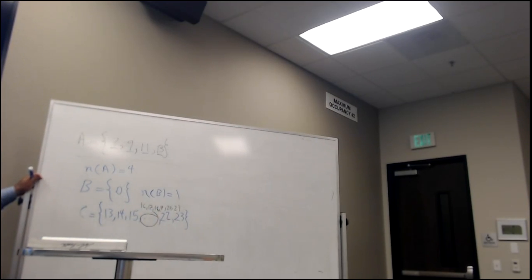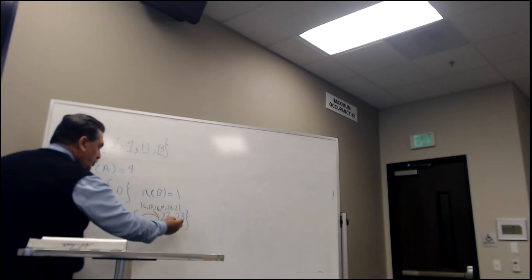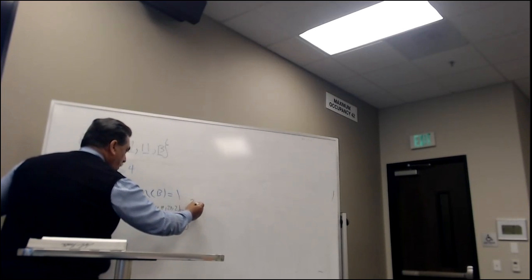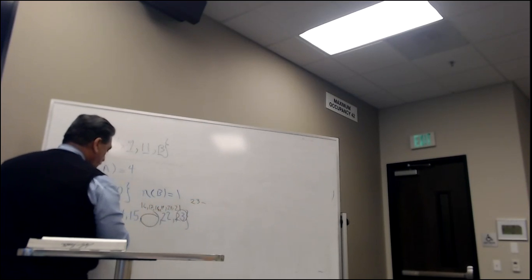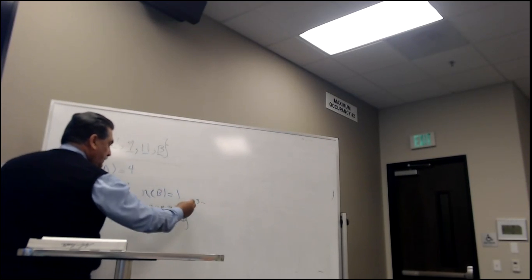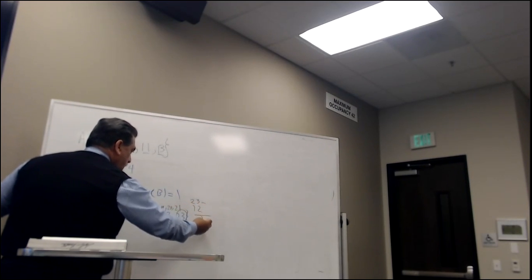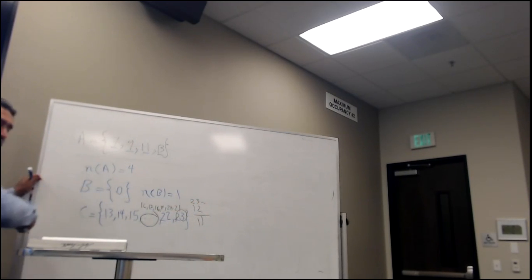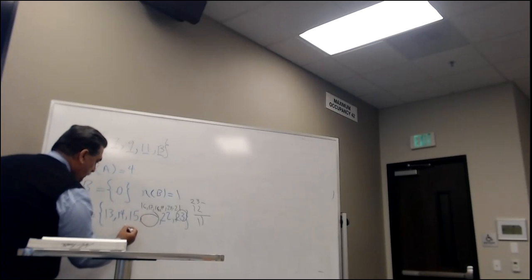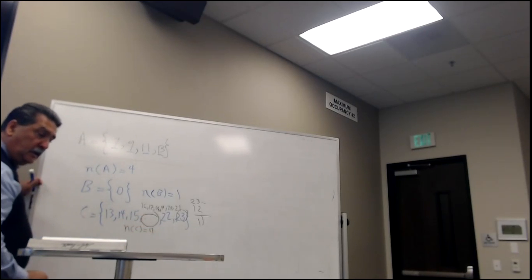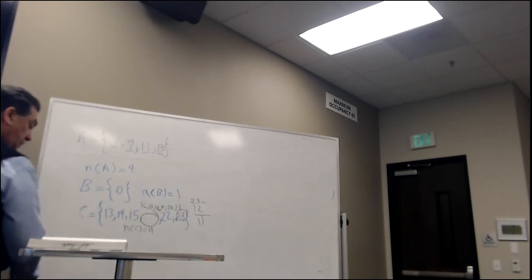The way I do it in my mind, take 23 and subtract 12. Go one less. That gives you what's in the middle. So the cardinal number for this would be n of C is 11.